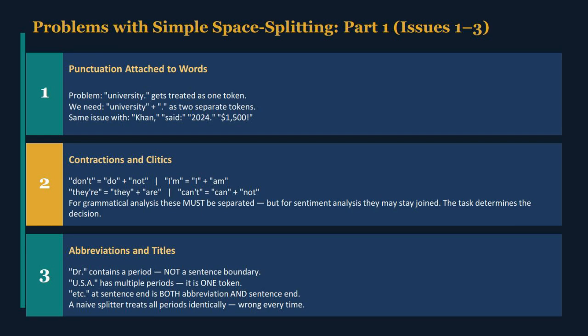The second problem is contractions, which we already discussed, but let's discuss it again. English contractions like don't, can't, I'll are written without spaces but represent two grammatical words. They are compressed into one written form. For grammatical analysis, it is usually important to separate these two contracted forms, and this is a decision you must make based on your research question or research purpose.